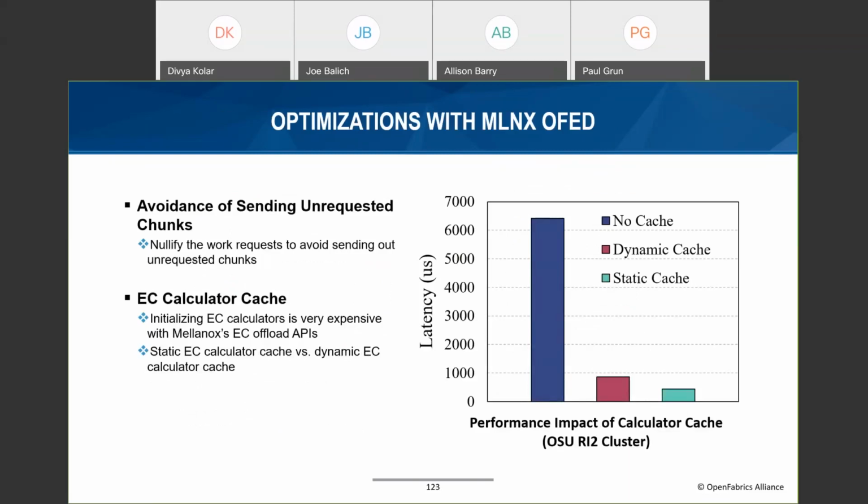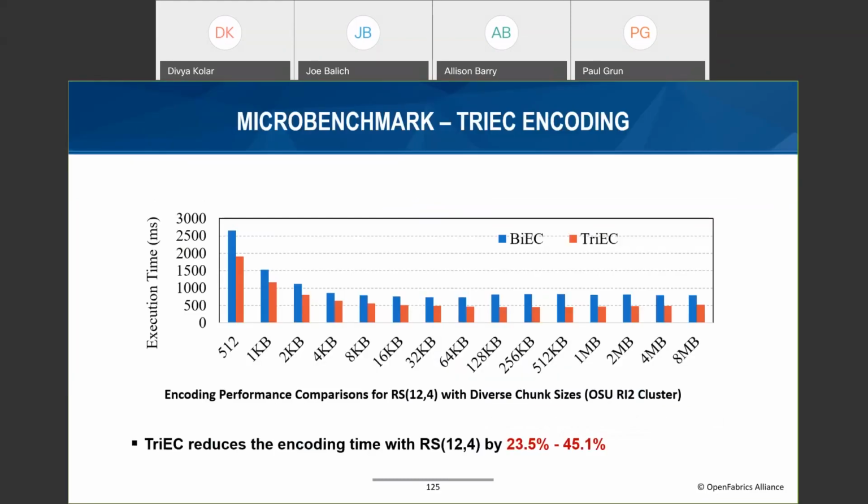Another important thing is the EC calculator cache. Basically it means that if you initialize the EC calculators every time, it's very expensive with Memcached EC Offload APIs. So the traditional idea is, if you can cache, that's definitely better, just like we typically do registration cache for RDMA, right? Similarly, you can do cache for EC calculators. Of course, you can do dynamic cache or you can do static cache, right? Based on your application workloads and how much reuse of structures can be done, you can choose either way. The figures on the right side show that with cache, you can save a lot of performance.